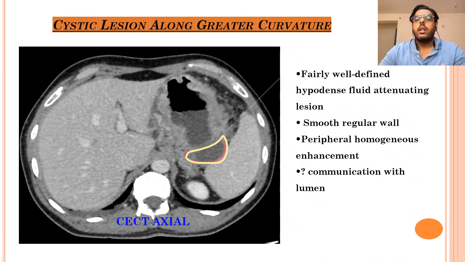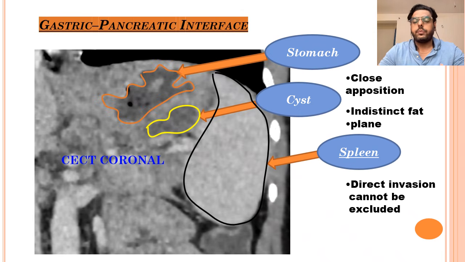The cystic lesion at the greater curvature appeared fairly well defined, smooth, regular walled, with fluid attenuation and measured around 2 to 4 centimeters, and all these showed peripheral homogeneous enhancement.